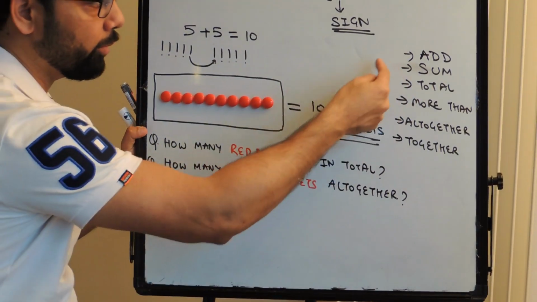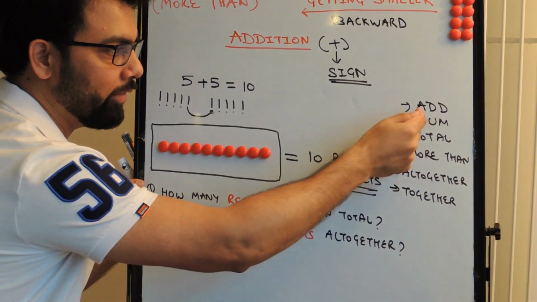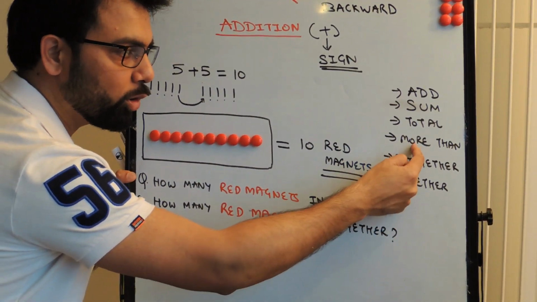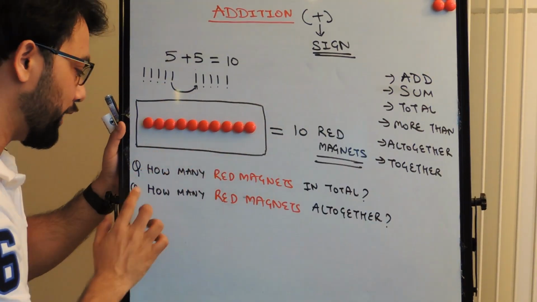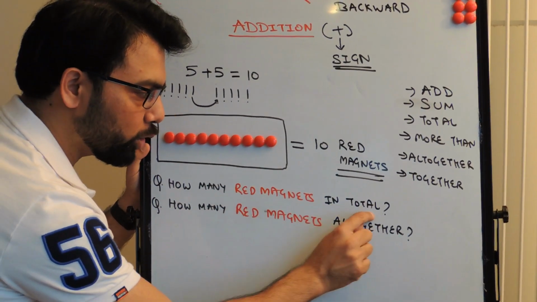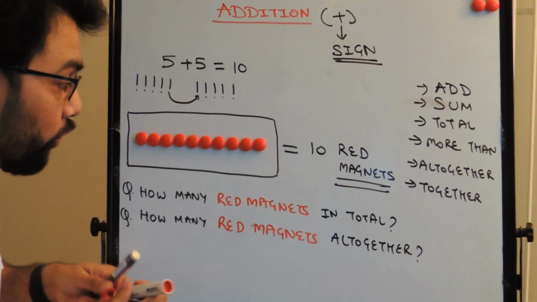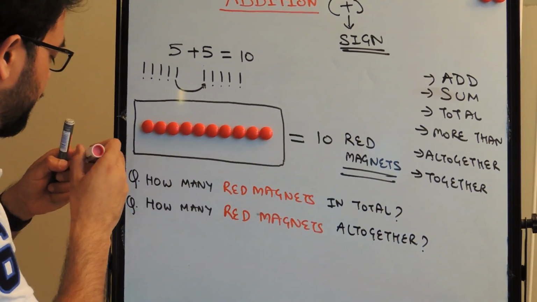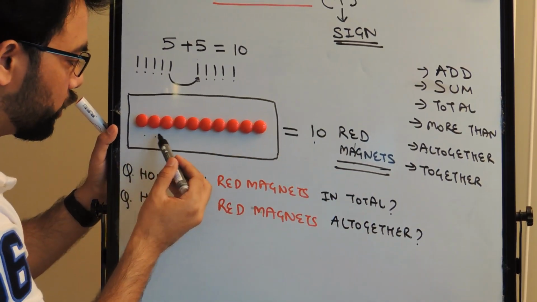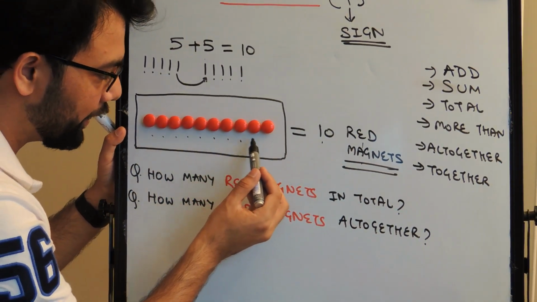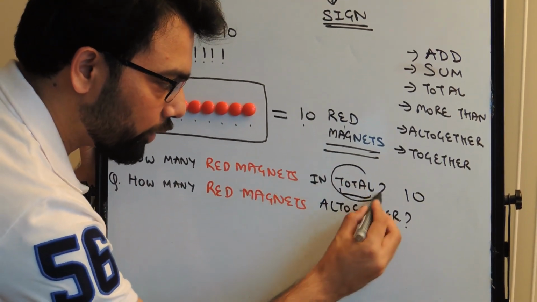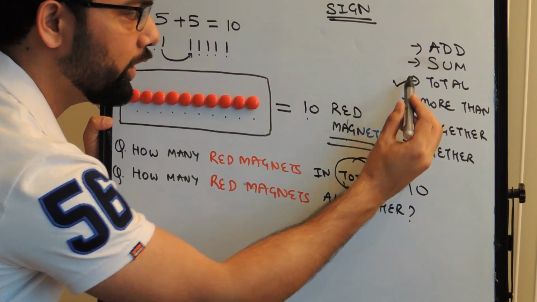Remember when we talk about plus, this is the sign which is the same thing. If you have these things together, all together, more than, total, sum, in this box, right? So what I'm asking, how many red magnets in total? 10. Wow, perfect. Yes, because if you see here, we count: we had 10 red magnets, 1, 2, 3, 4, 5, 6, 7, 8, 9, 10. So we have 10. This is the word you picked from the first statement, which is the total. So this one is done.